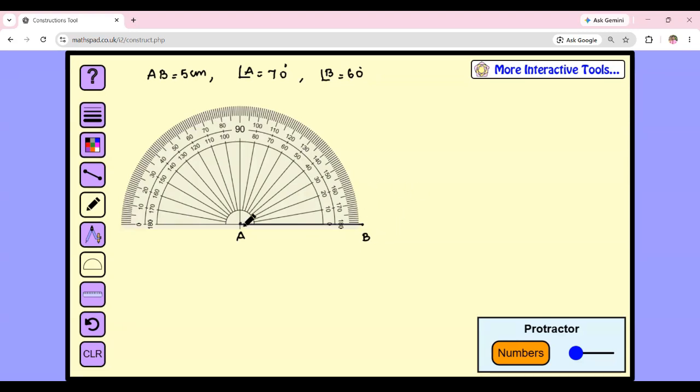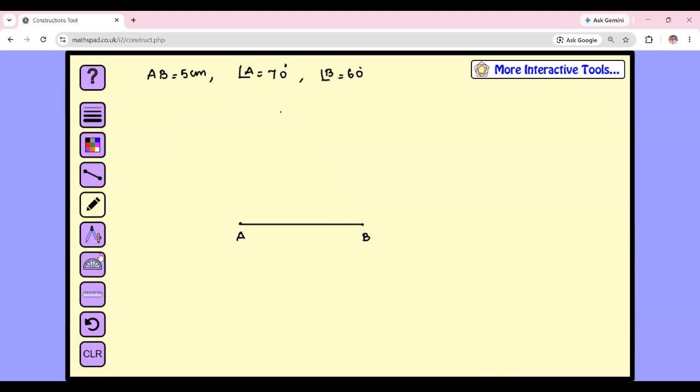So here the point is in my left hand side, so I have to see the inner scale. Inner scale 70 degree. This is my 70 degree, and now just join the points. So now this is my 70 degree.